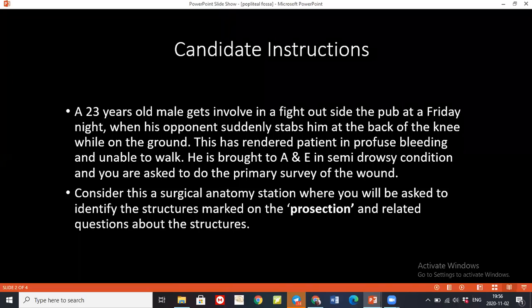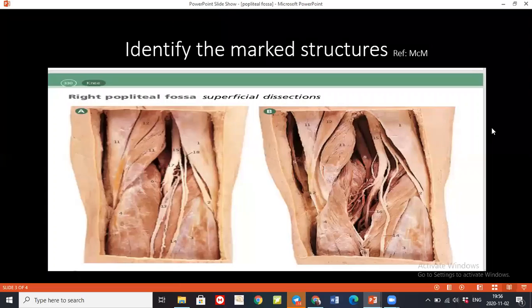So if you read and understood, kindly tell me, what do you see? This is the posterior surface at the knee joint. It is the popliteal fossa. It's written right popliteal fossa.